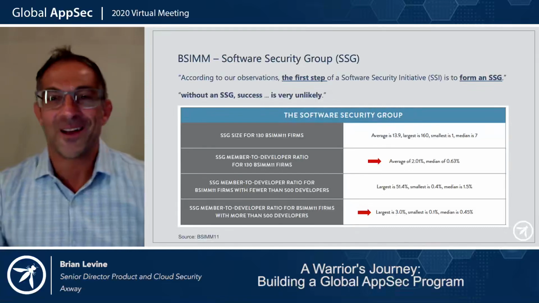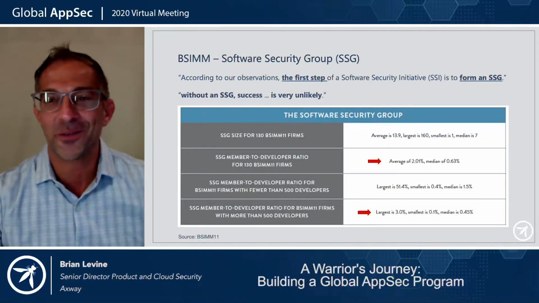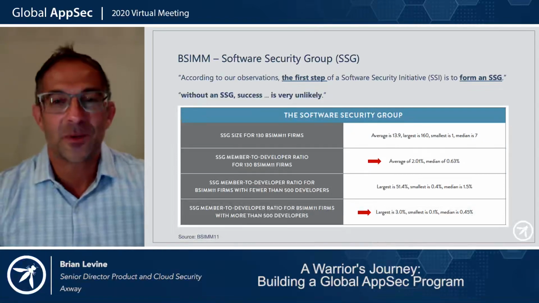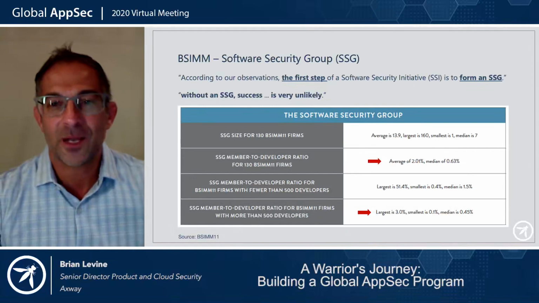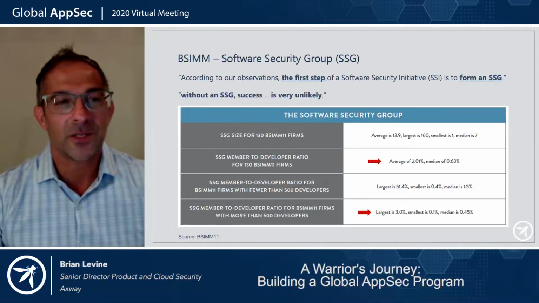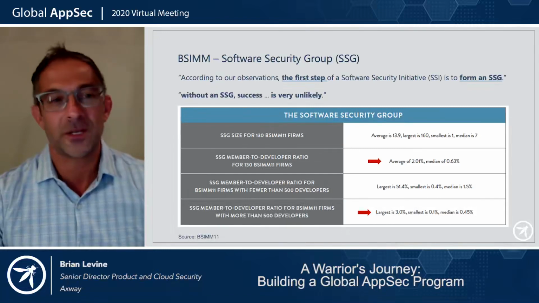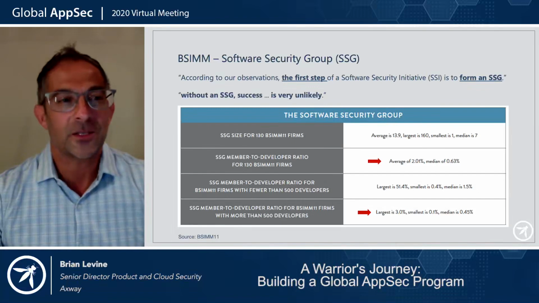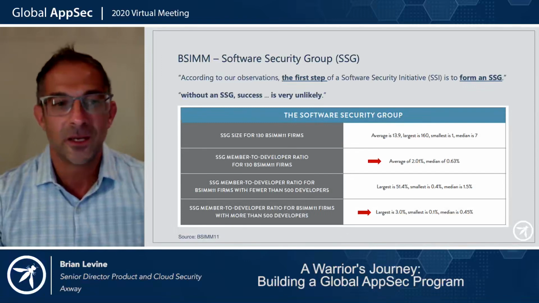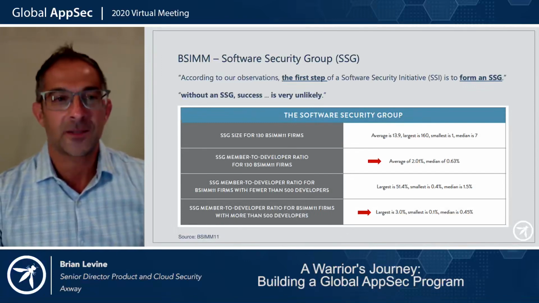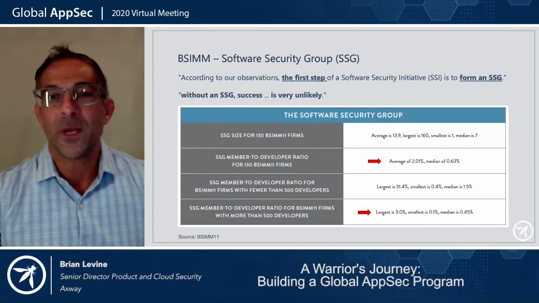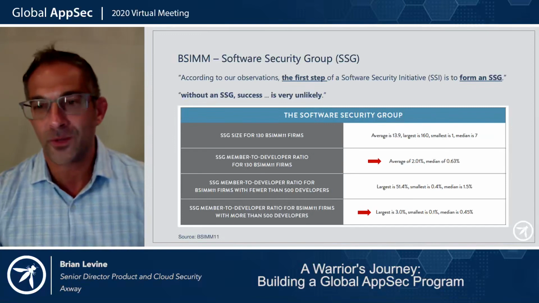Excuse me. Also, some very interesting data and pointers from BSIM. So if you look at the BSIM study and what they recommend for the SSG, you can read the slide here, but according to their observations, the very first step is to form an SSG. Without an SSG, success is very unlikely. So they looked at 130 firms in the latest study and noted that every single one of them has a security software group. So basically the message is, don't try this at home if you don't have an SSG.